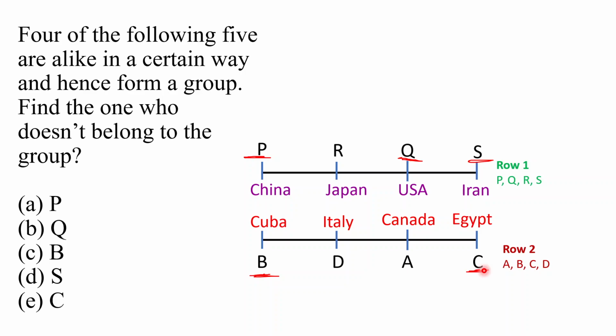So students, as you can see, P, S, C and B, these 4 people occupy the extreme positions in the row, and only Q is the person who does not occupy an extreme position. So the person Q is the odd one out. So our answer will be option number B, Q. Let's check the answer. See, we got the correct answer again, students.